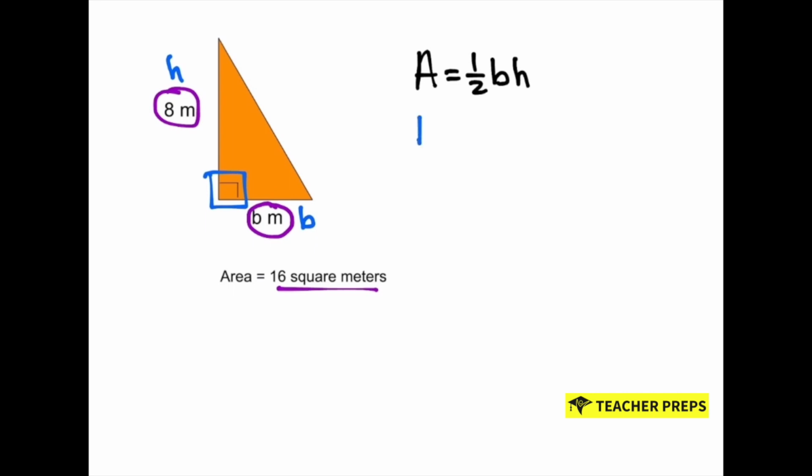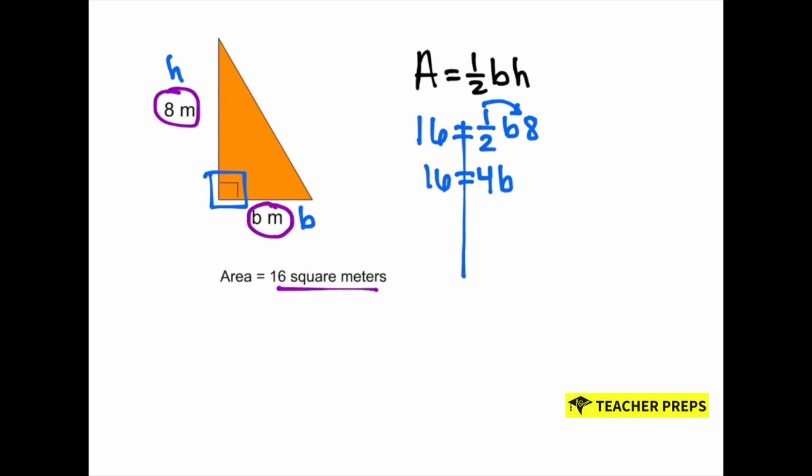The area is 16 square meters, so I can plug 16 in for A. Then we have 1/2 times the base, which we don't know, and the height, which is 8. Now our goal is to get the b, or the variable, by itself. We can take 1/2 times 8 because you can multiply in any order. 1/2 times 8 is 4, so we have 4b equals 16.